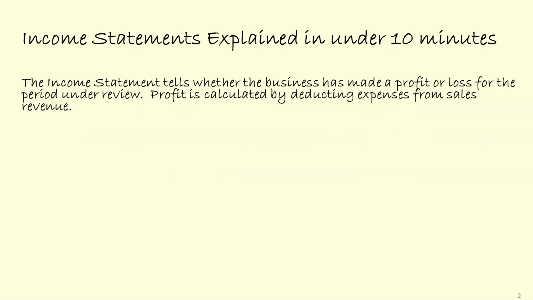The income statement tells whether the business has made a profit or loss for the period under review. Profit is calculated by deducting expenses from sales revenue. So it's quite an easy concept. You have your sales revenue and you take away from your sales revenue all your expenses and you end up with your profit.